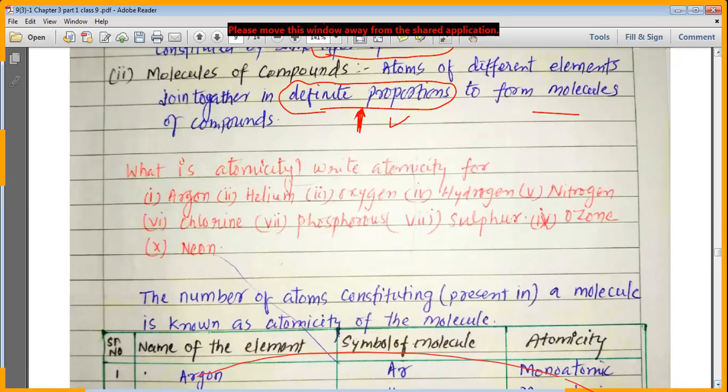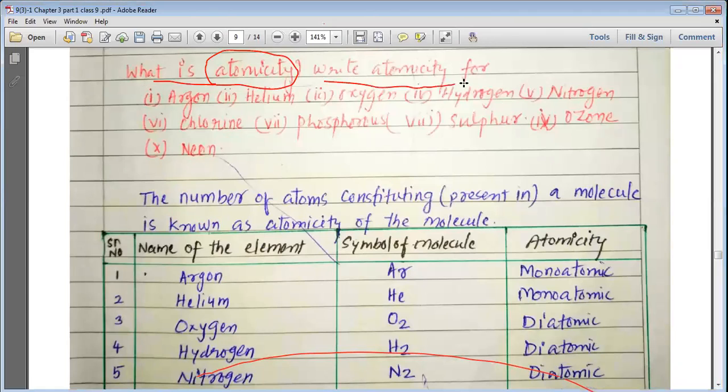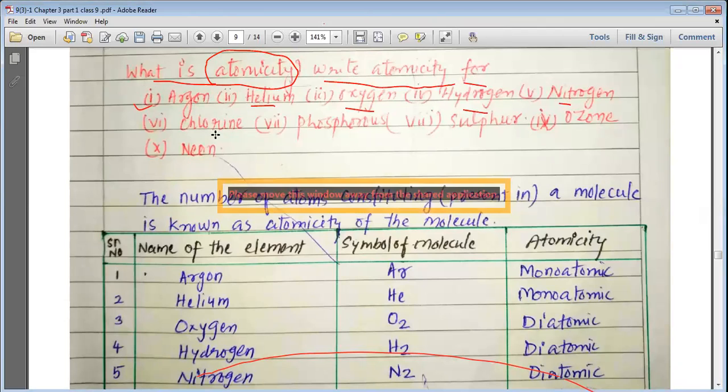Now, my dear students, we want to study the next topic, which is atomicity, and we need to write the atomicity for various elements like argon, helium, oxygen, hydrogen, nitrogen, chlorine, phosphorus, sulfur, ozone, and neon. So first let us understand the definition of atomicity.